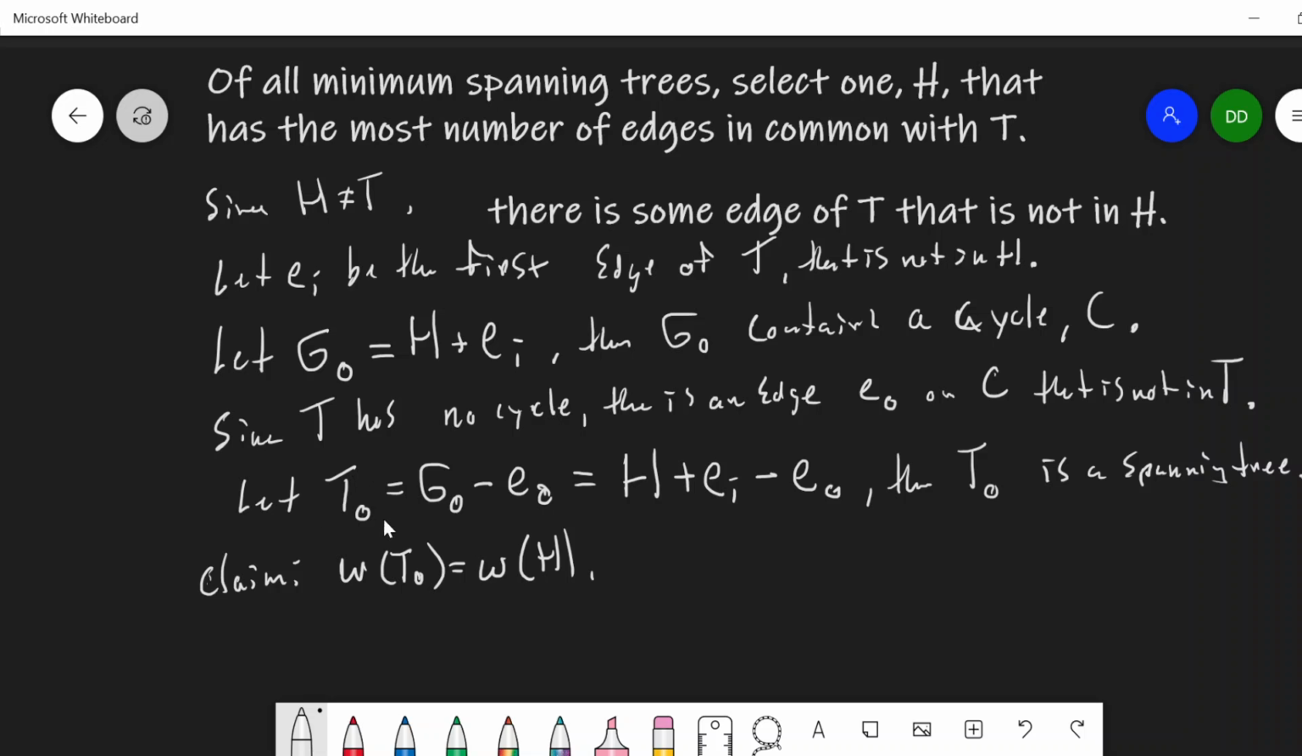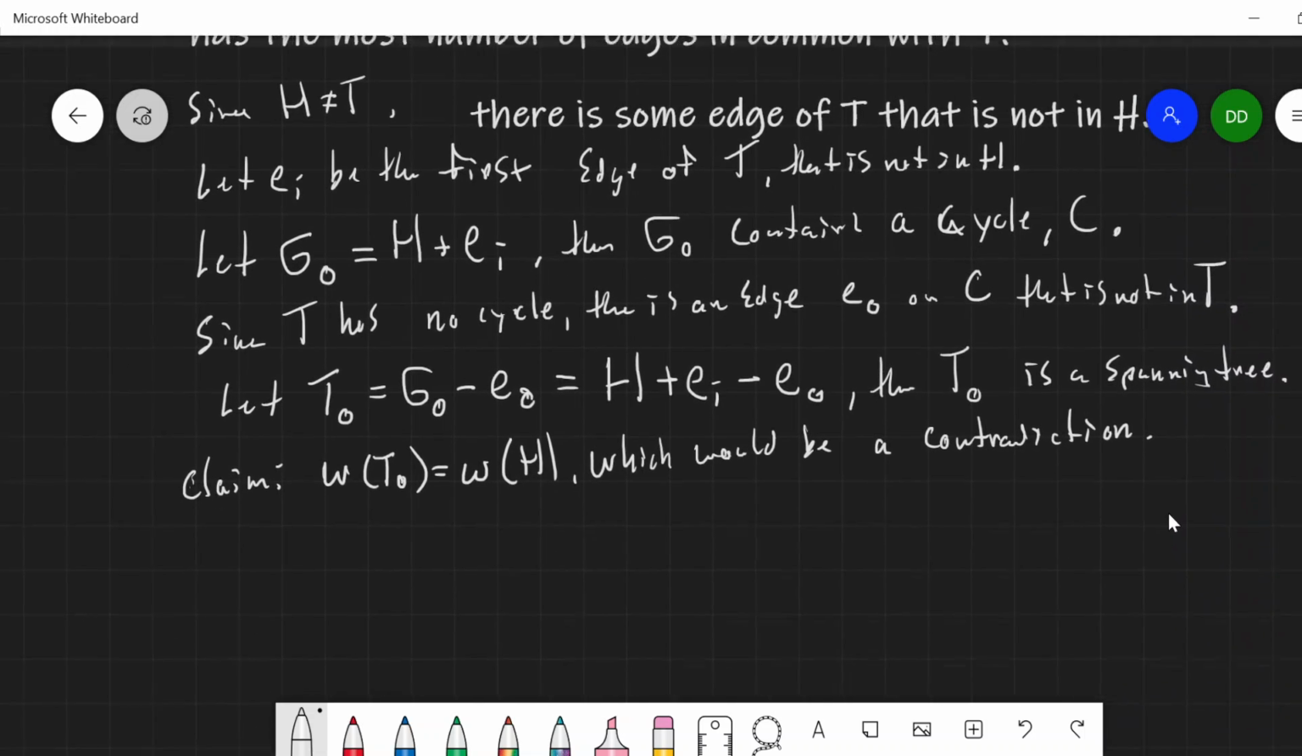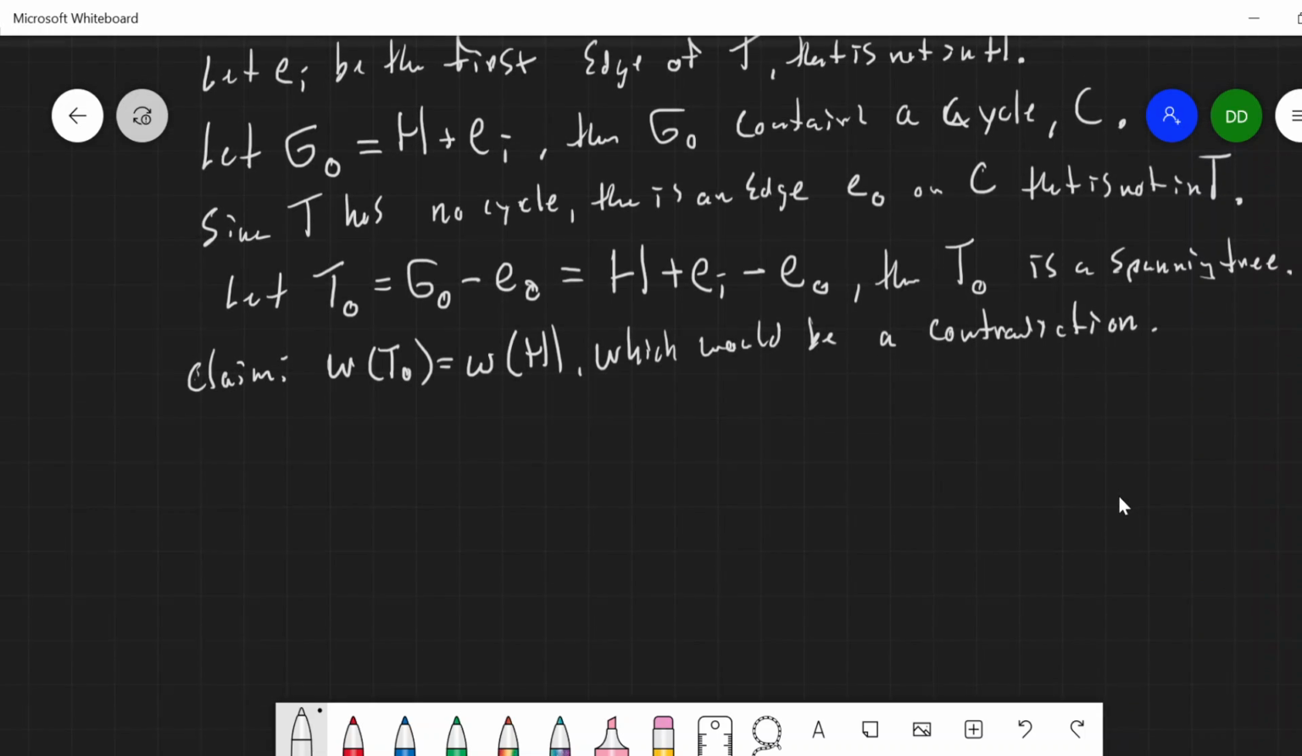And so the edges of T naught have more edges in common with my original tree T than they did with H. And this would be a contradiction, again, because it would have more edges in common with T than H did, and H was selected to be the one with the most number of edges in common of all minimum spanning trees.